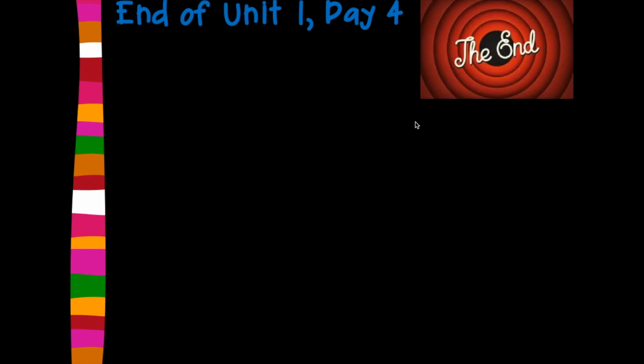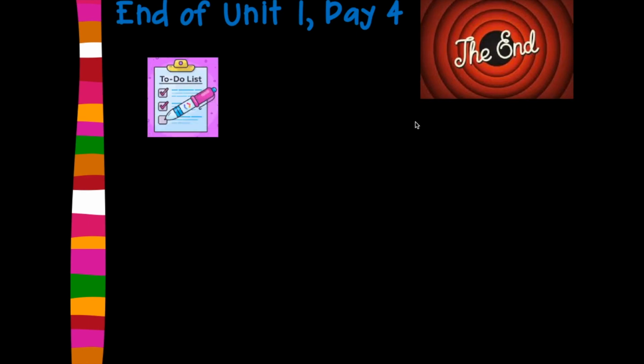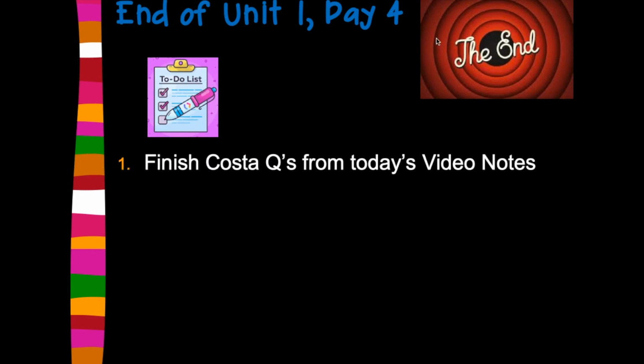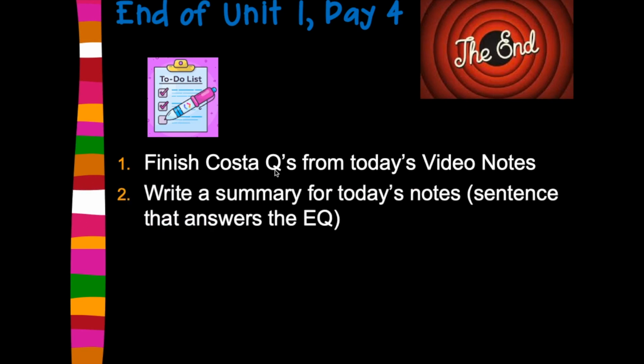And then that brings us to the end of day 4. All right, so the things that I want you to do now that you're done with these notes is I need you to go back and finish Costa level 3. I just realized I forgot to put a slide in there for that last brain break. So do a Costa level 3 and finish every level 1 and 2 if you didn't from today's notes. Go back and write a summary for today, a sentence that answers the EQs. It helps you think about and process all the notes you just took.